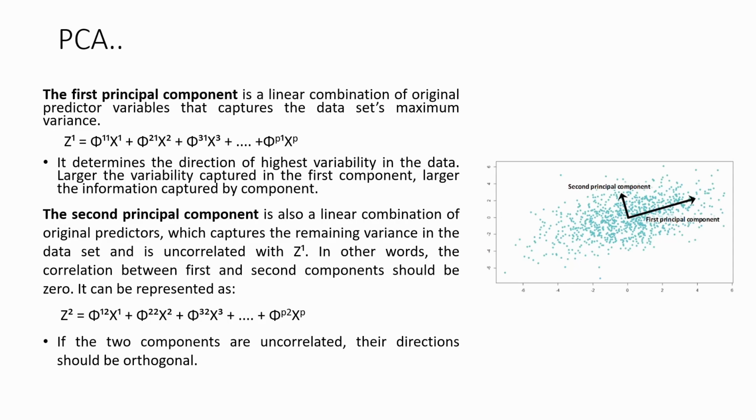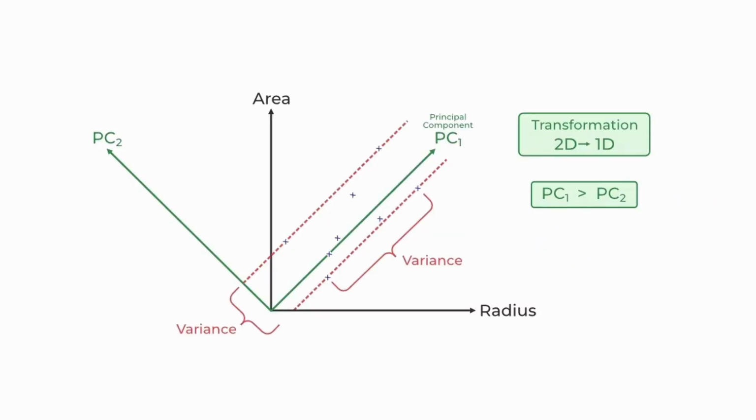You can see in this diagram that the first principal component has maximum variance, and the second principal component is an orthogonal vector to the first principal component. So this is how we can represent it. Here, this one is PC1, that is the first principal component. This is PC2, that is the second principal component.